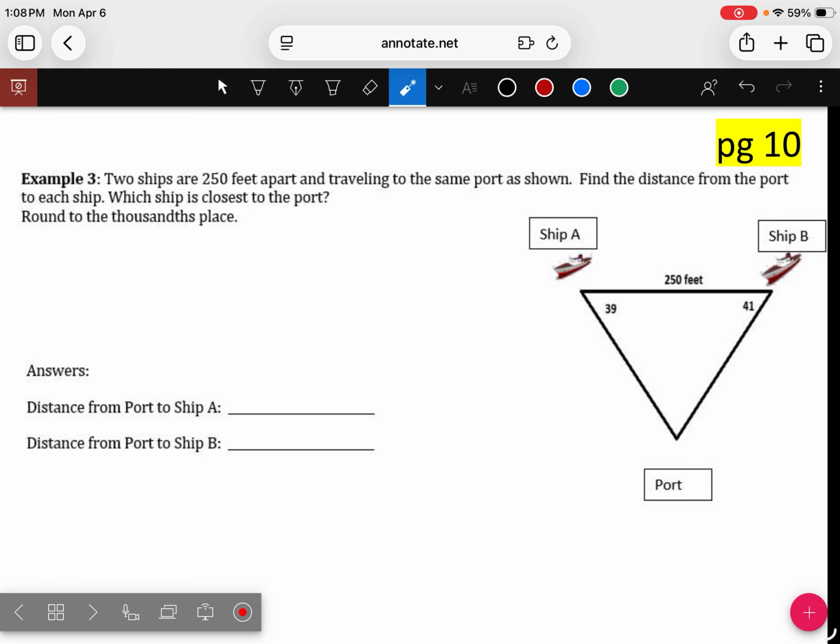So the first thing I need to know, though, I know that this is 250. I need to find the angle at the port. How do I find the angle at the port? Triangle sum. Go ahead and do it. Take your 180. Oops, thank you.